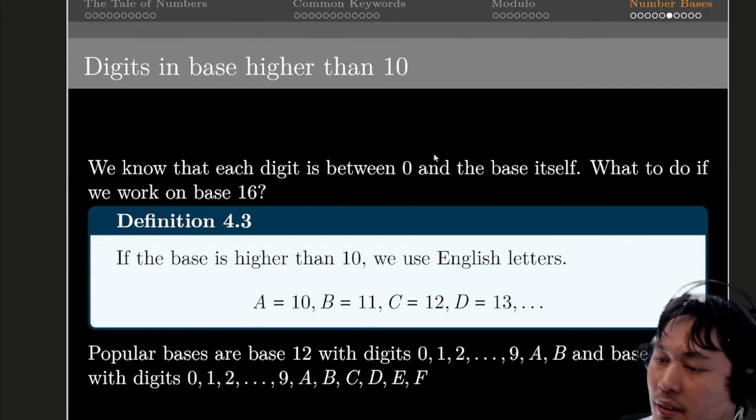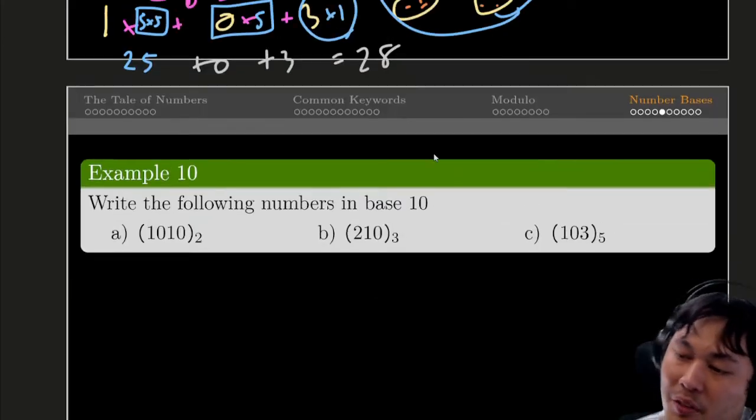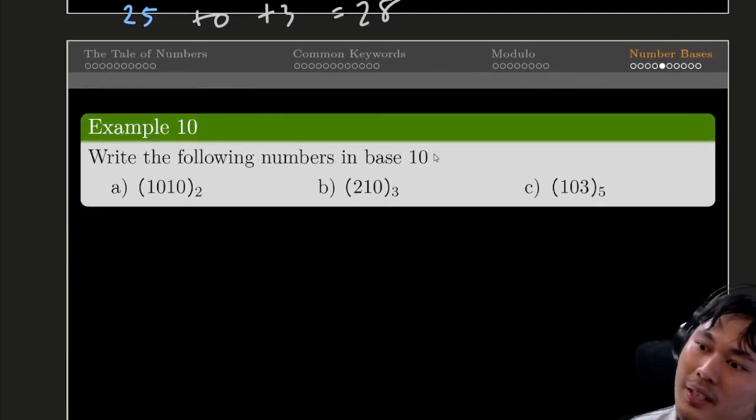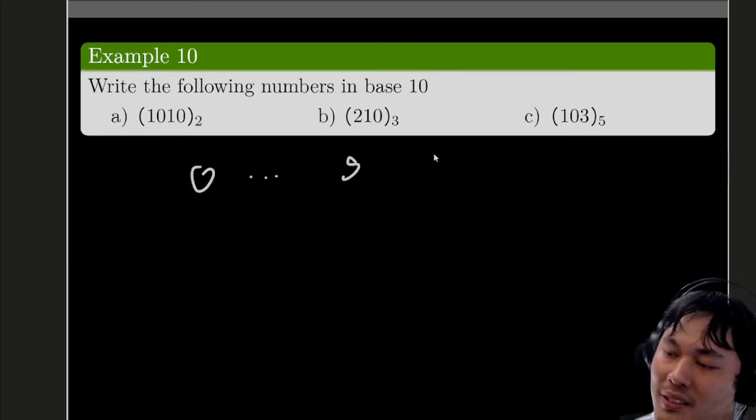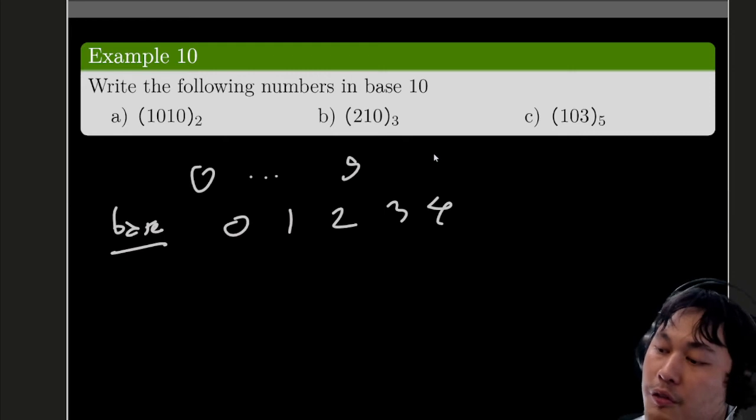So lastly, we can convert. Before we go there, if the base is smaller than 10, we can just use numbers from 0 to 9. We just don't use them all. Like in base 5, as you saw, we use 0, 1, 2, 3, and 4.